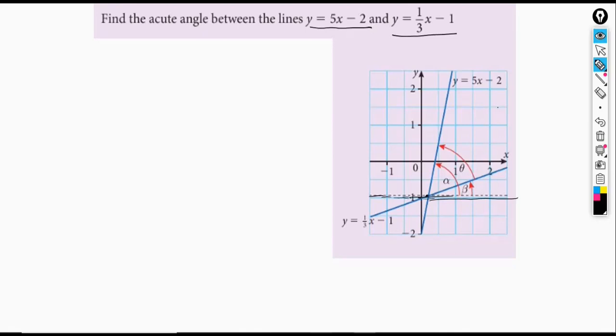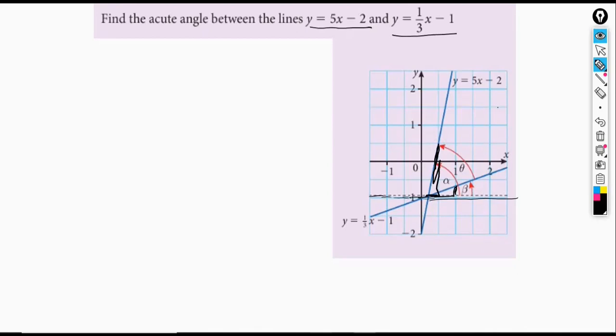Notice that if I want to find angle, say beta, this small one over here, it's still going to be tangent of the rise over run. And likewise with the other one, with angle alpha, also it's going to be rise over run. Only notice that this has a long rise and a short run. So let's find first of all alpha and beta.